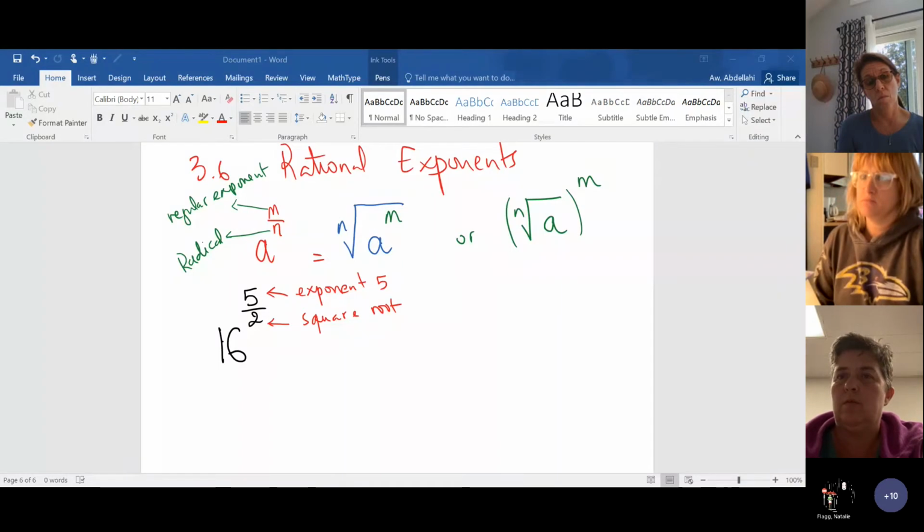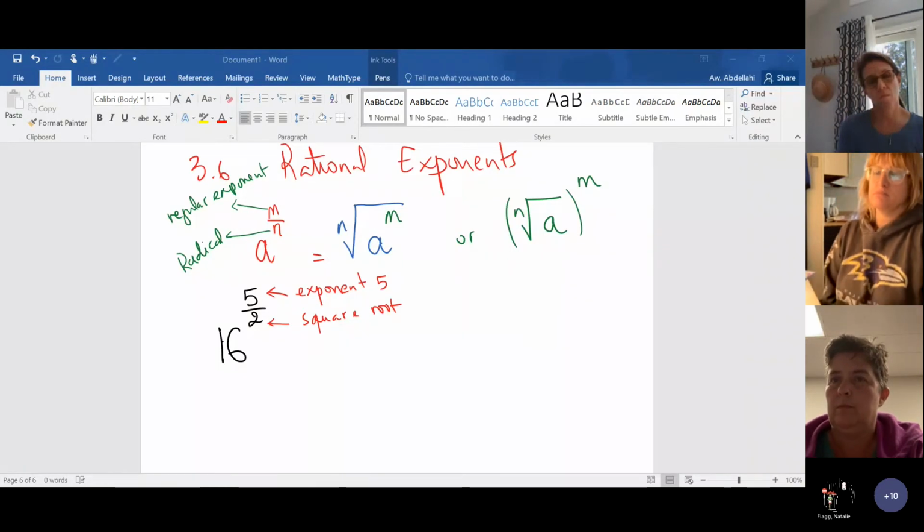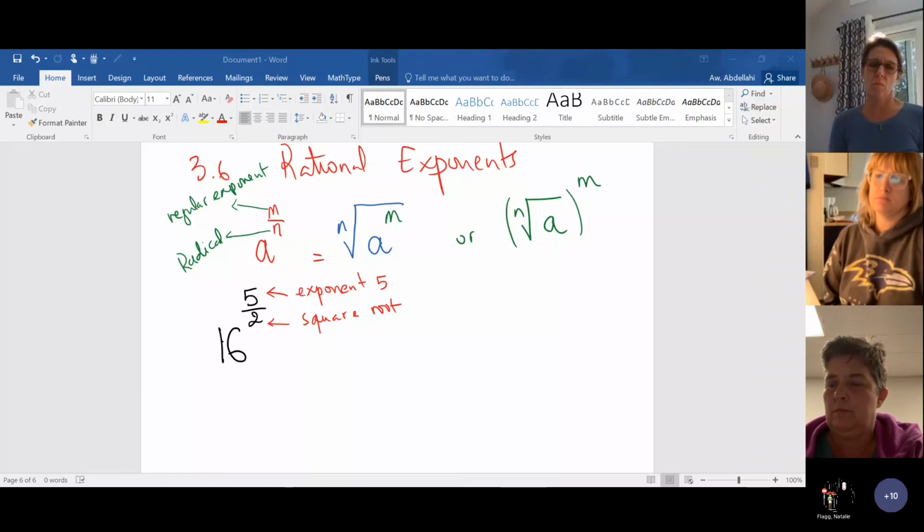We're going to do two actions, right? We're going to raise to the power 5, and we're going to take the square root, or vice versa. What action, if I want to do it mentally without the help of a calculator, makes sense to do first? Take the square root first, because the square root is going to make your number smaller, right?